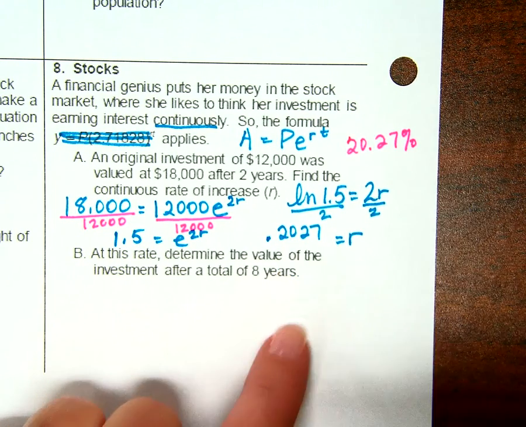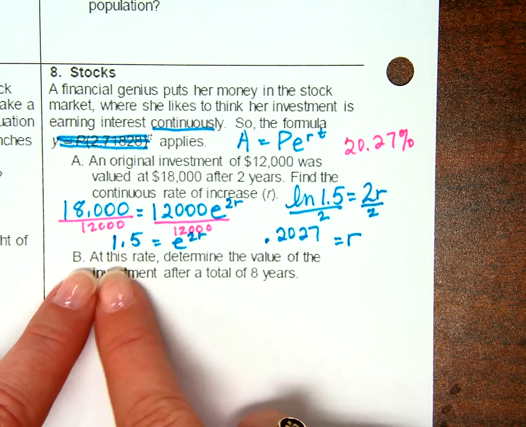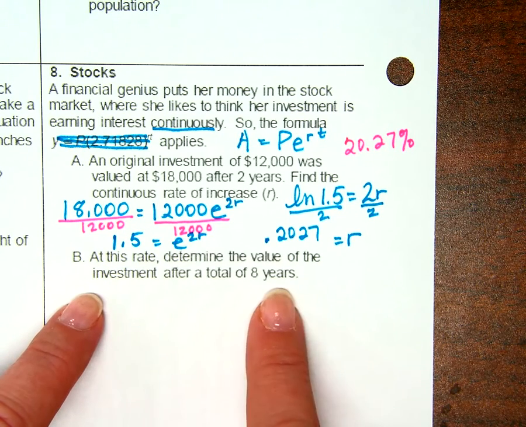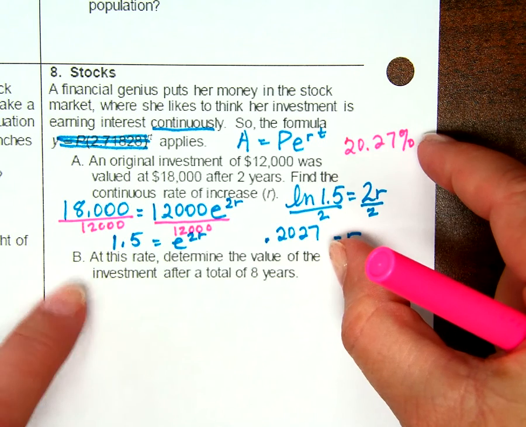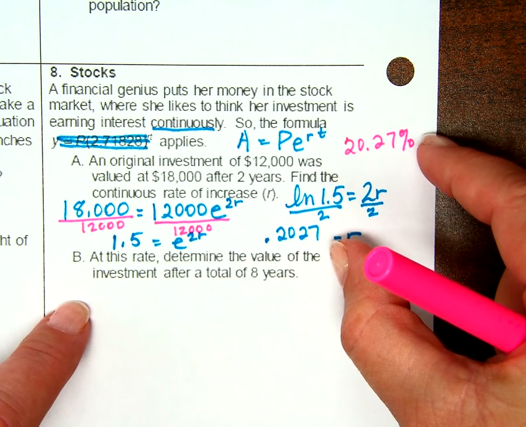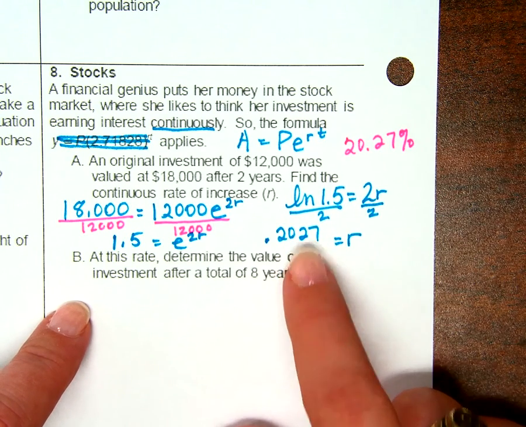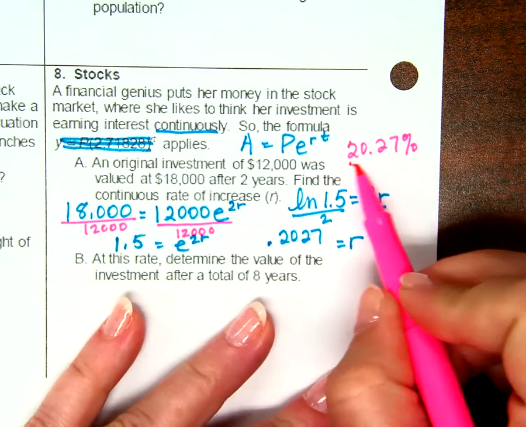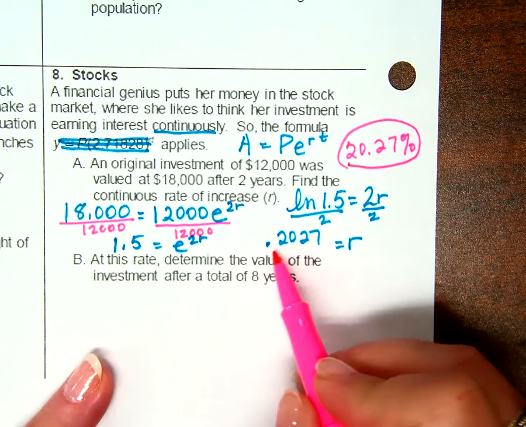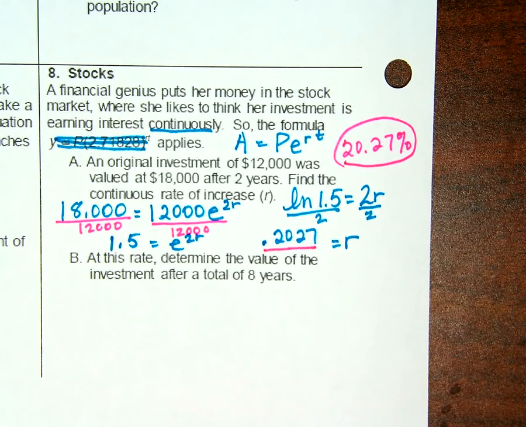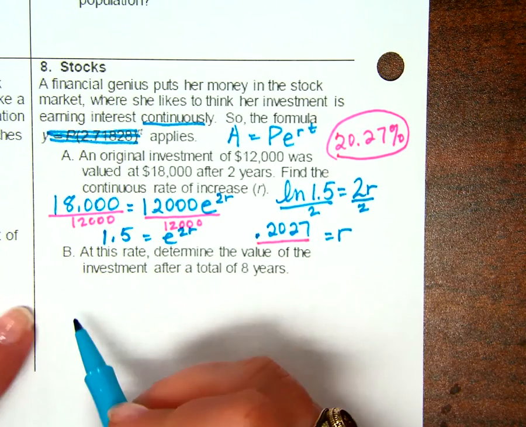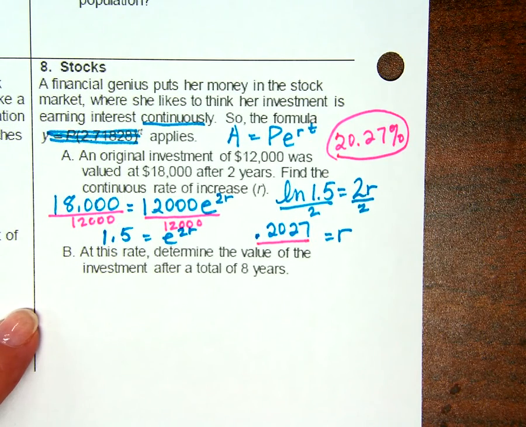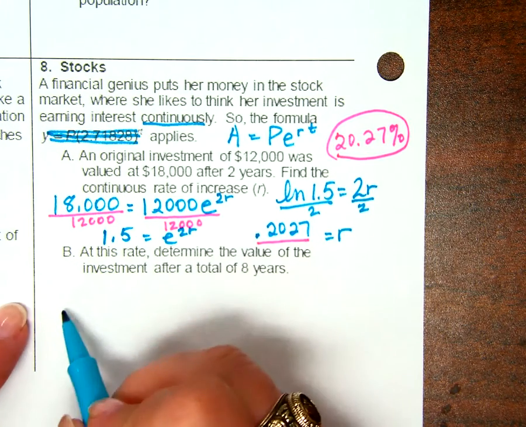Now, keep in mind that the next part of the problem says, at this rate, determine the value of the investment after a total of 8 years. Which one of these two answers are we going to need to solve part B? Definitely the decimal, right? So it's good that you know this. This is what we're going to need for the next part of the problem. So how do we set up the next part? What do we know? We don't know A this time, do we? That's exactly what it's asking for.